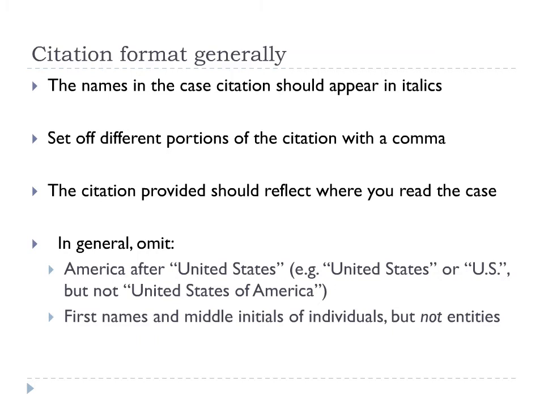Fourth and finally, in abbreviating United States, where that name appears in a citation, you can omit America. Additionally, you can also leave off the first names and middle initials of any of the individuals that appear in the citation. However, this is not the case for an entity. The full name of the entity should appear in the citation.